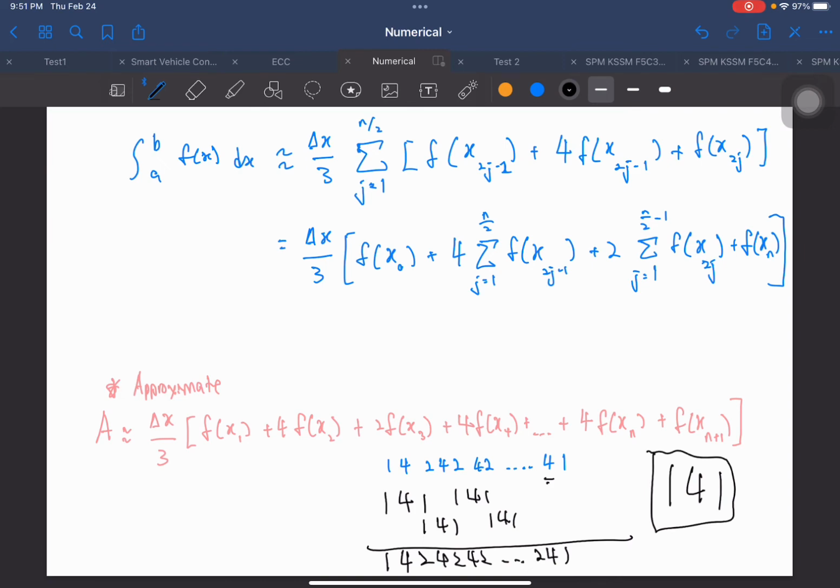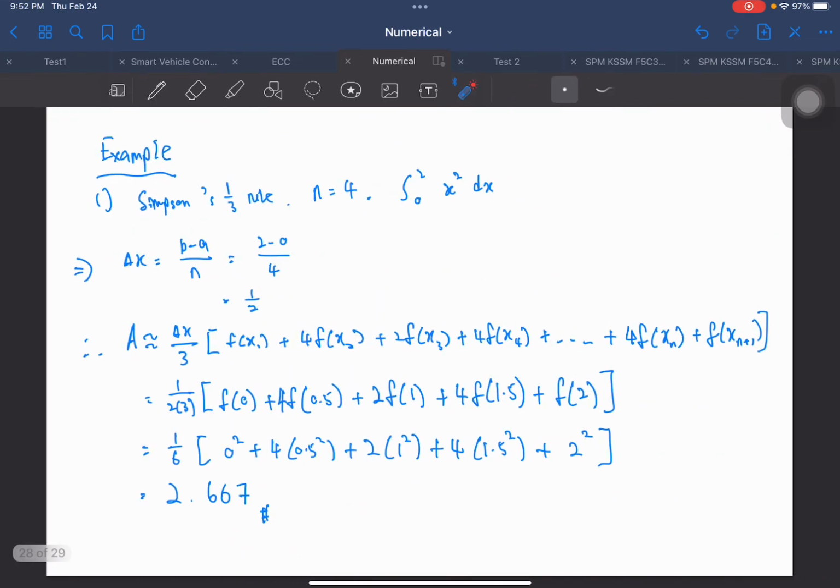Okay, so let's do an easy example. You're given a function and the limits, and use Composite Simpson's rule to determine the area under the curve, where n is equal to 4. The first step is to find delta x. You just substitute the values, and you get delta x equal to 1 over 2. Then just use the formula, delta x divided by 3, and substitute in the 1, 4, 2, 4, 2, 4, 2. You get this.